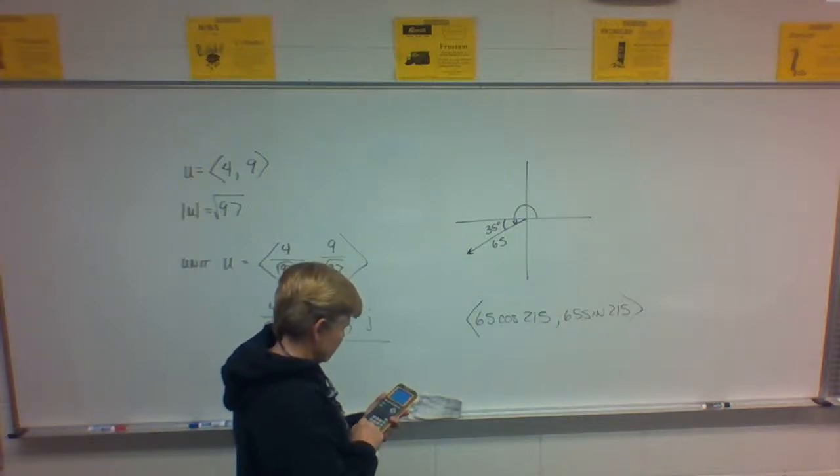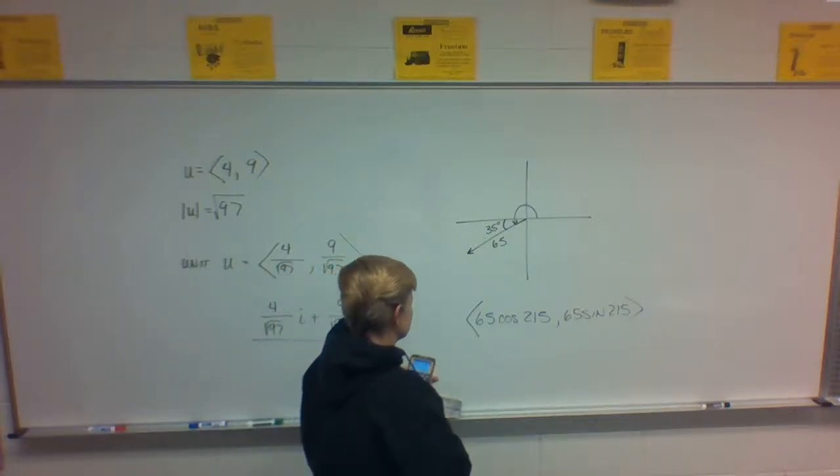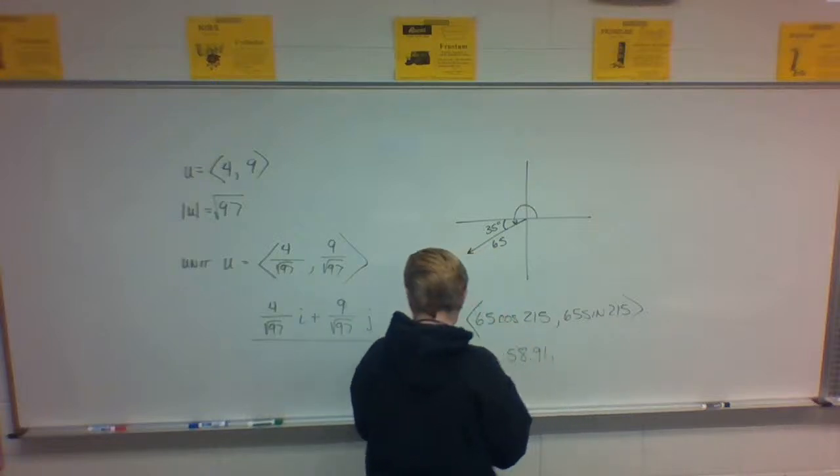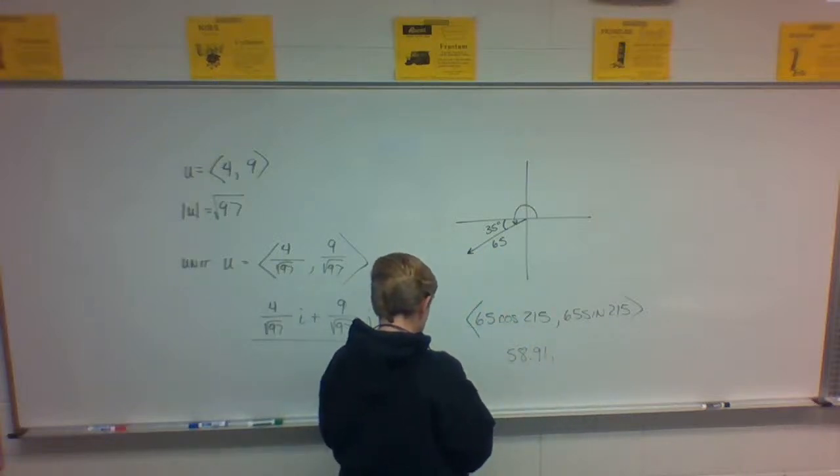And do 65 cosine 215, and I get 58.91. Sine. No, that's not what I got. Yeah, I know, that's not correct. I typed something badly. Hang on, I gotta try it again. 65, I left the 1 out. I got 25 degrees instead.